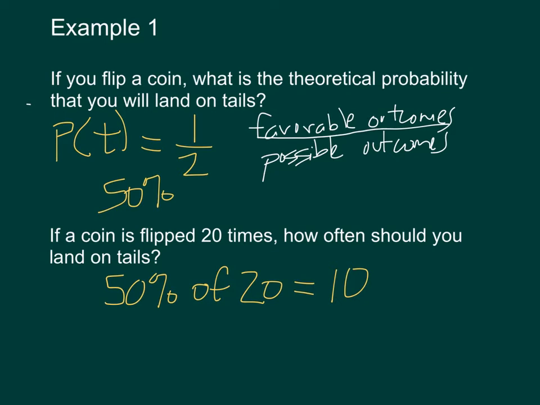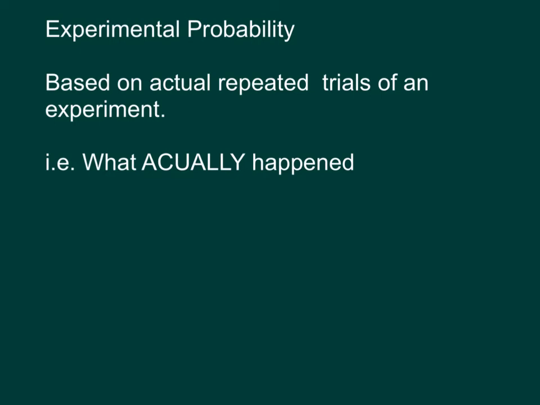For an interesting experiment, take a coin and flip it 20 times and record how many times you get tails. How did it compare to what you theoretically thought? Did you get it 50% of the time? Experimental probability, on the other hand, is based on actual repeated trials of an experiment. It's what actually happens.